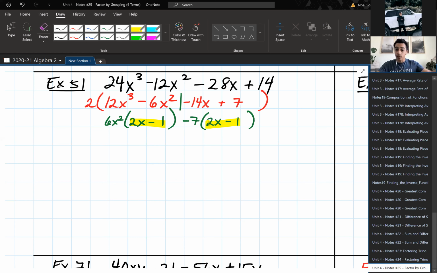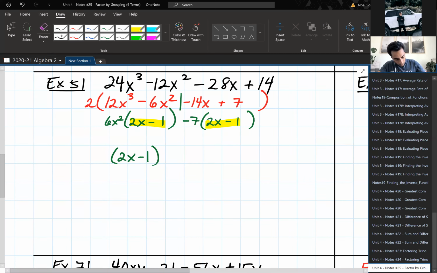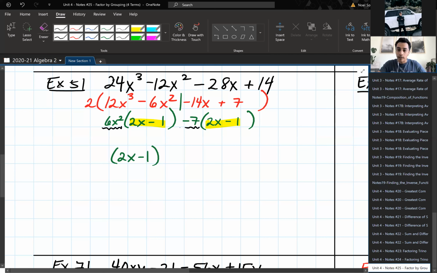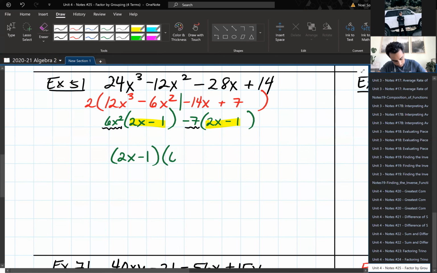All right. We'll worry about the 2 at the end. Let's just try to factor what we have in green, right? We have a new GCF. What is that new GCF? Right, we can see it's 2x minus 1. So we factor that out of both of them. And I have some leftovers. 6x squared and minus 7. So those are going to go into my new term.